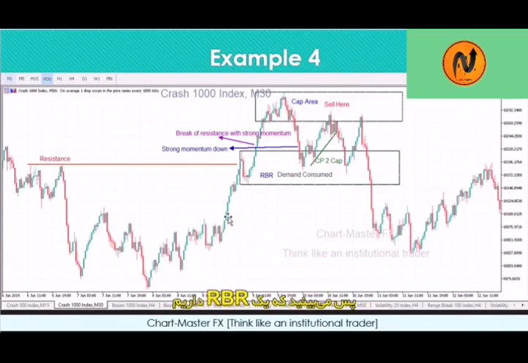So you can see, guys, we have a rally base rally, and on this rally base rally, the price came down and respected this base, and the price went in form of a compression to cap. And guys, you can place your trade here.